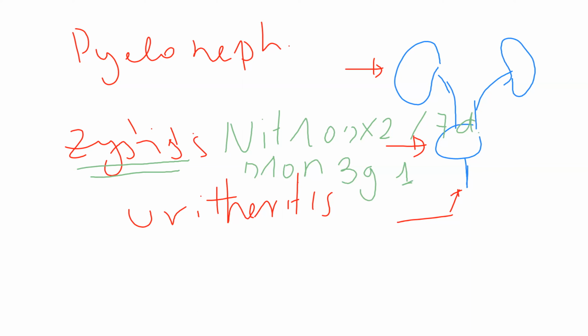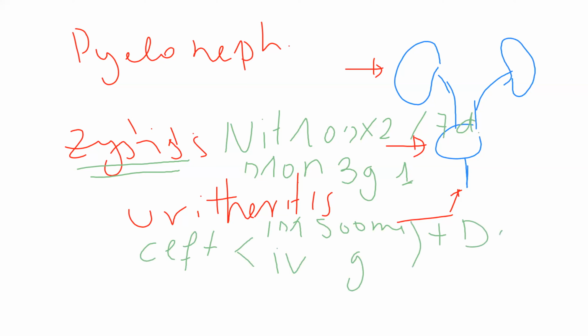The urethritis, as I said, we give ceftriaxone. When the patient comes with signs of urethritis, we give ceftriaxone. We can also give IM 500 milligram or intravenous 1 gram plus doxycycline 200 milligram for 7 days. Of course, we have to adapt the therapy after the laboratory findings.